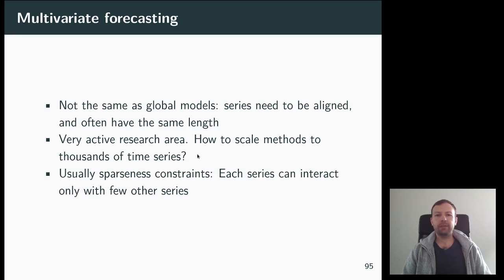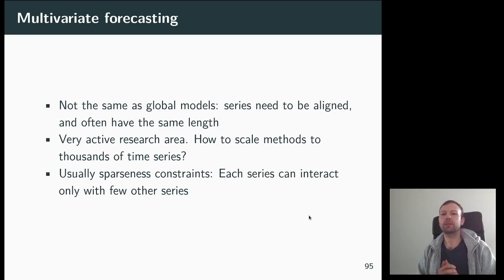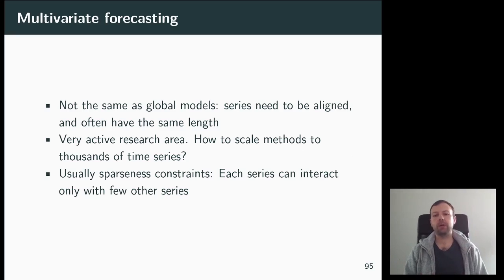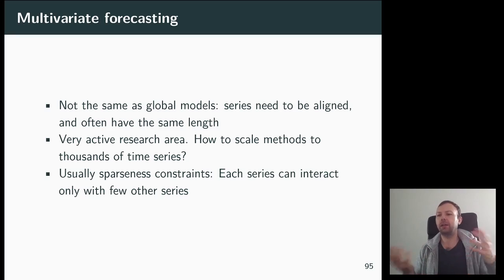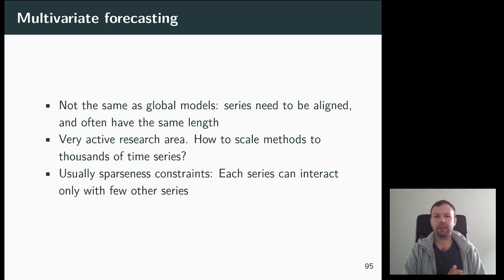This is a very active research area, mostly because it's not so clear how to scale these methods. There are good methods around for predicting 2 series together, 5 series together. But now let's say you are a retailer, you want to predict 30,000 products together. It's not so clear how to scale these methods. So what people would usually do is they would have some sort of a sparseness constraint, where each series can interact only with a few other series.